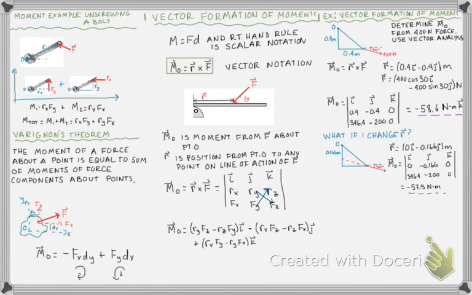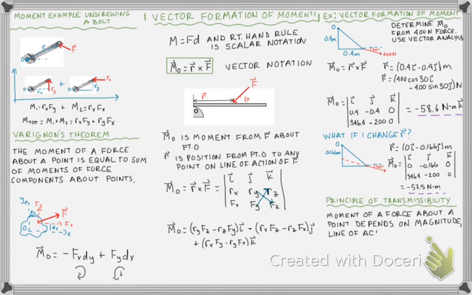So what I've shown here is what is known as the principle of transmissibility of a force. And what this means is that the moment of a force about a point depends on the magnitude, line of action, and direction of a force, and not on the actual position of the force on the line of action.